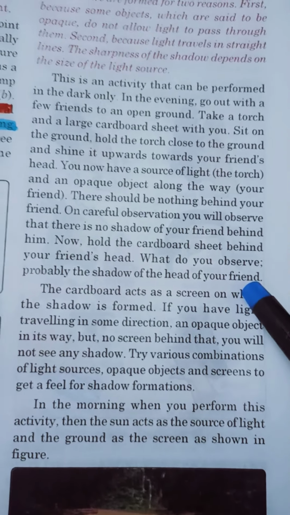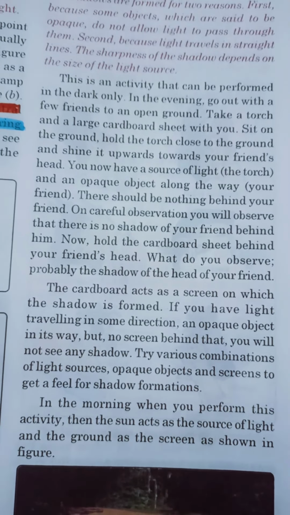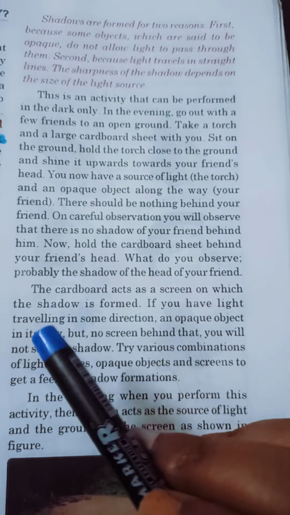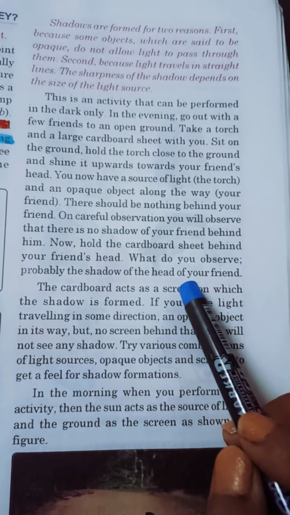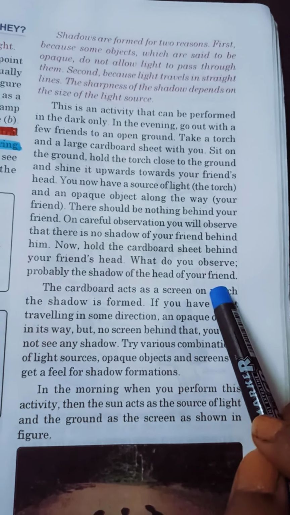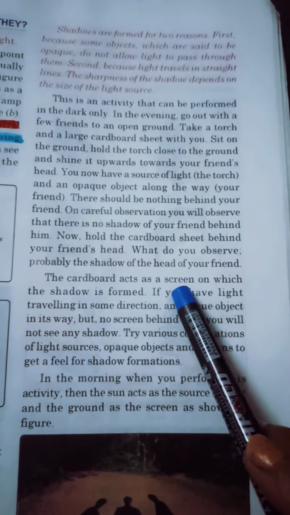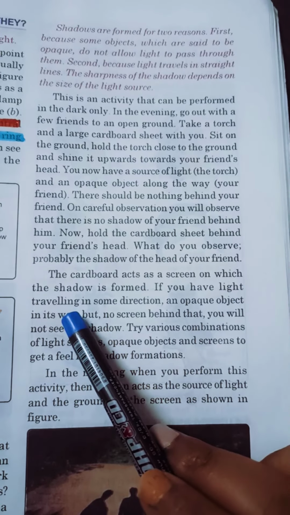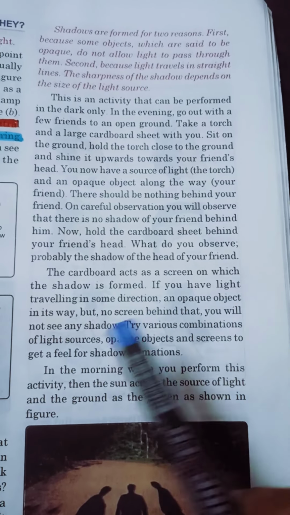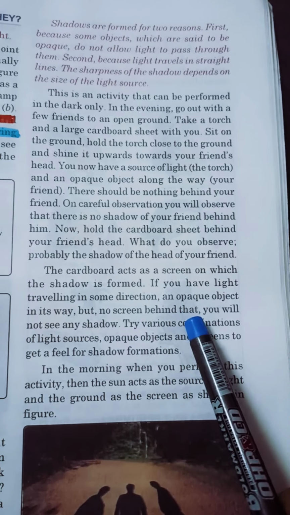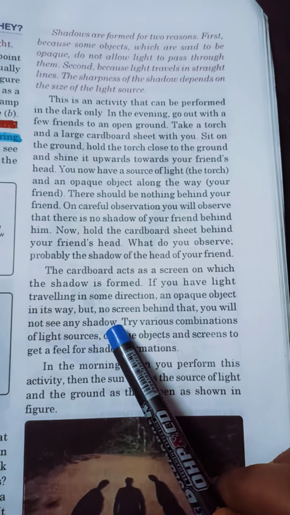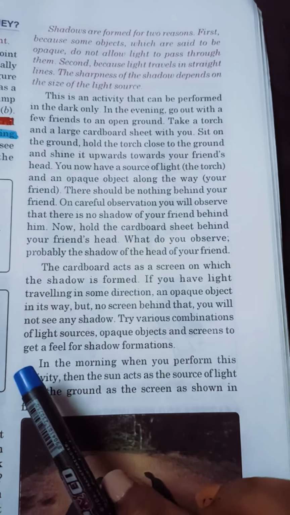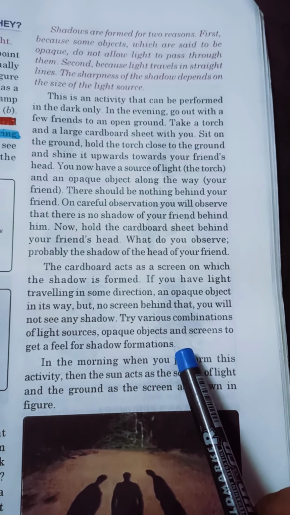Now, when you have kept the cardboard in front of your friend, there's no shadow. But when you have placed that cardboard behind your friend's head, then you will definitely see the shadow of your friend's head. The cardboard acts as a screen on which the shadow is formed. If you have light traveling in some direction, an opaque object in its way, but no screen behind, you will not see any shadow. Try various combinations of light source, opaque objects and screens to get a feel of shadow formation.